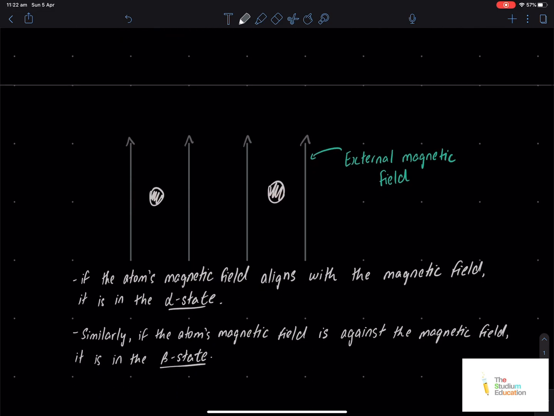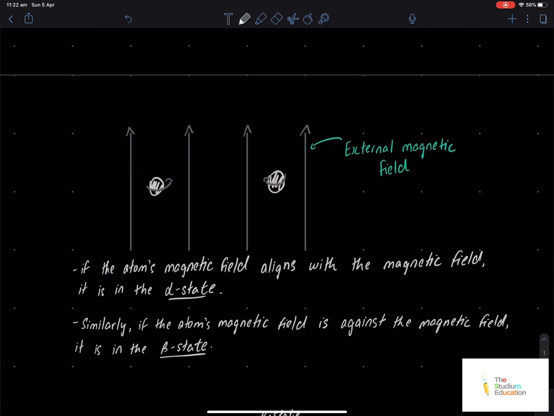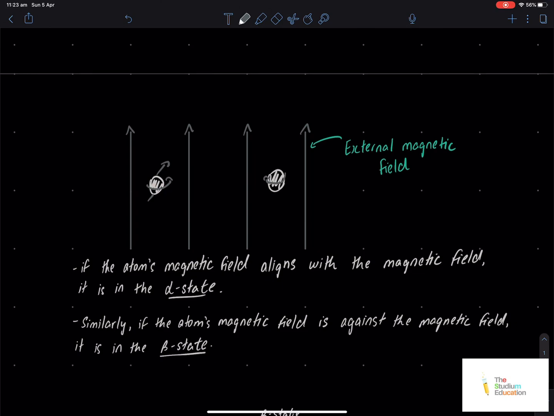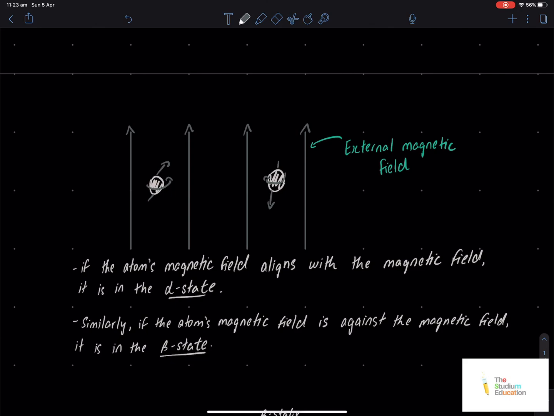So we have here an external magnetic field, and we have two atoms here which each possess a nuclear spin. Now, what you need to know is that these atoms can actually get aligned with the magnetic field. So let's say for this atom here that when we apply the magnetic field, the magnetic field of the atom aligns with the external magnetic field. So you can see here the direction is basically the same. But some atoms can align against the magnetic field, have their magnetic field different. So we call these states.